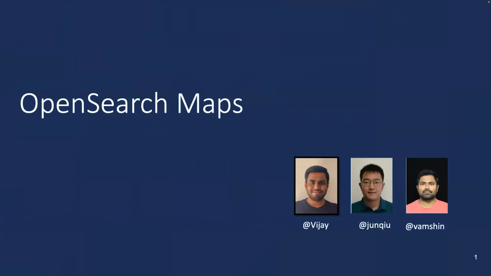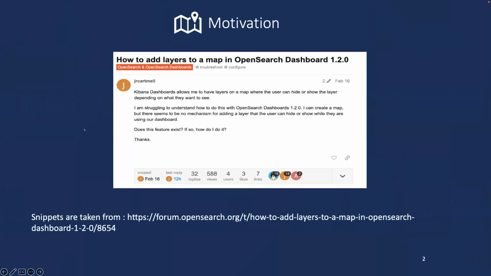This is Vijay. I work at Amazon. My team is responsible for building the geospatial, KNN, and also neural search plugins. And today I am here to give a demo about the OpenSearch Maps, which was released in 2.5.